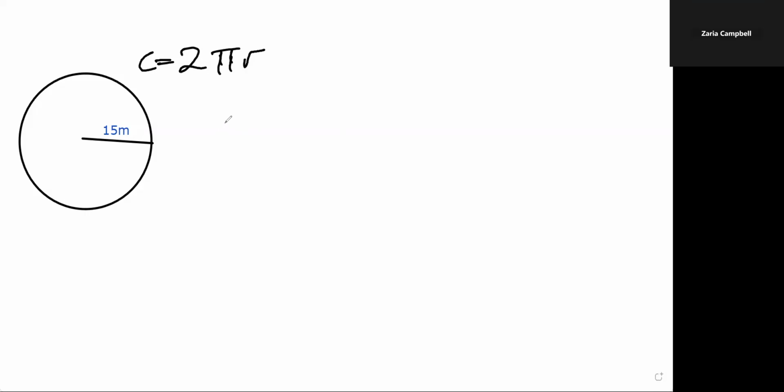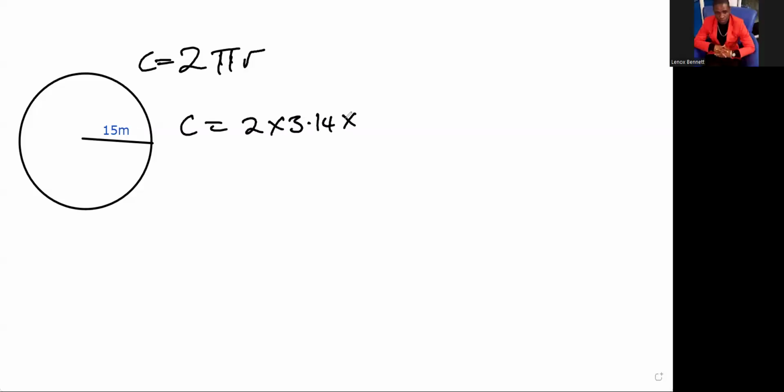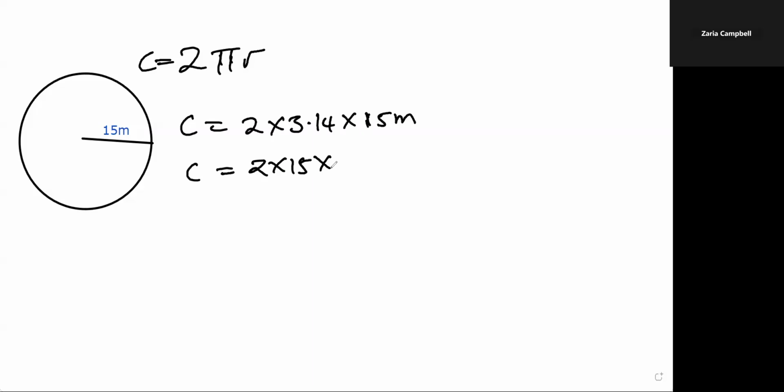Okay, 2, and then we do 2 times 3.14. We'll use 3.14 because 15 is not a multiple of 7. Then we'll do that times 15. Then we'll do C equals 2 times 15 times 3.14 meters.